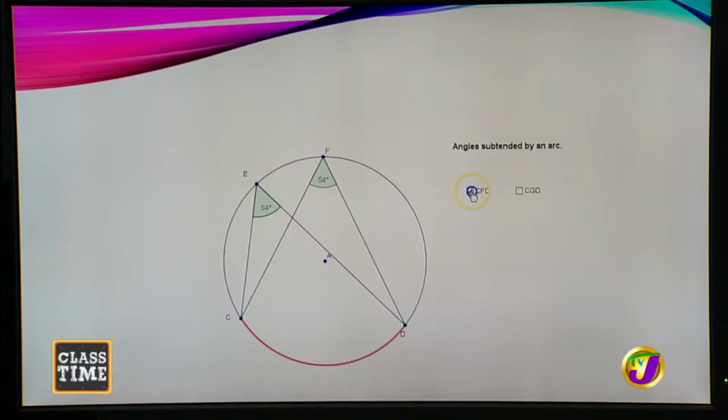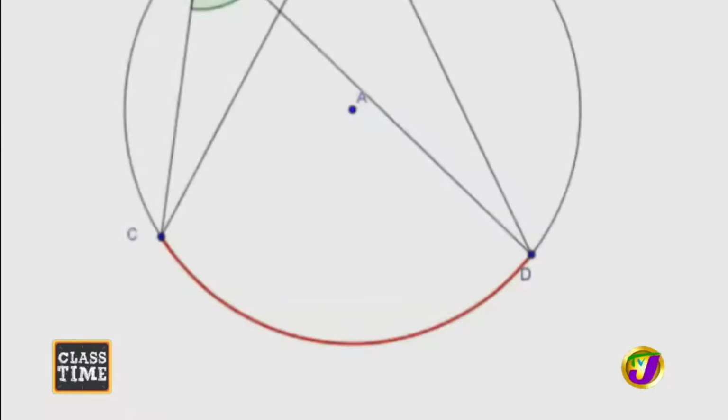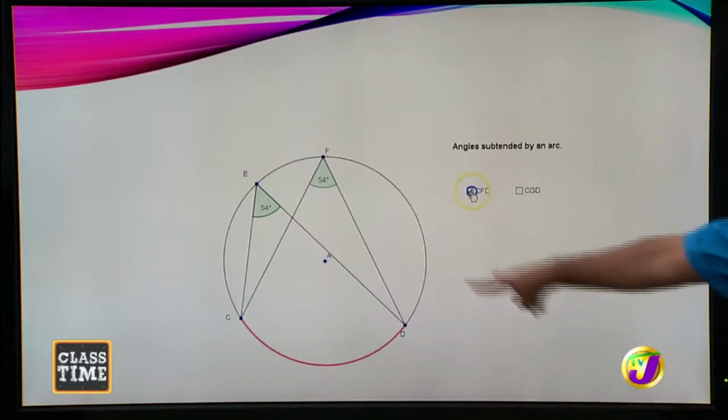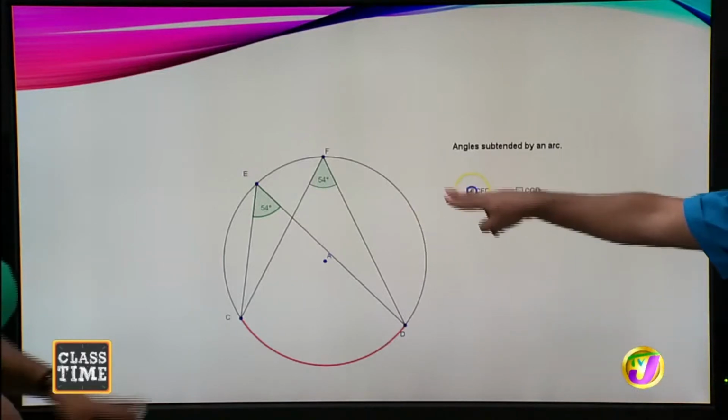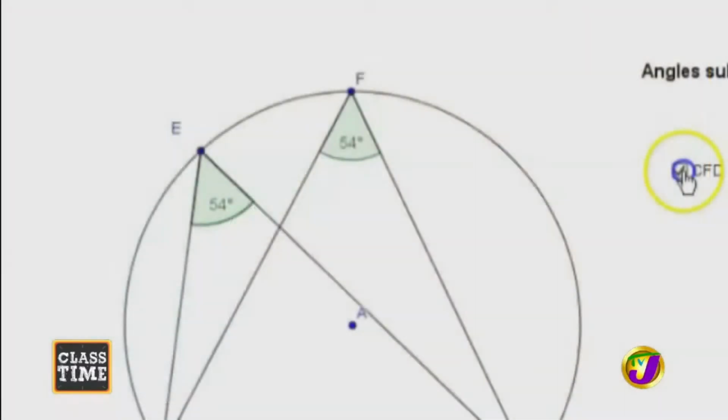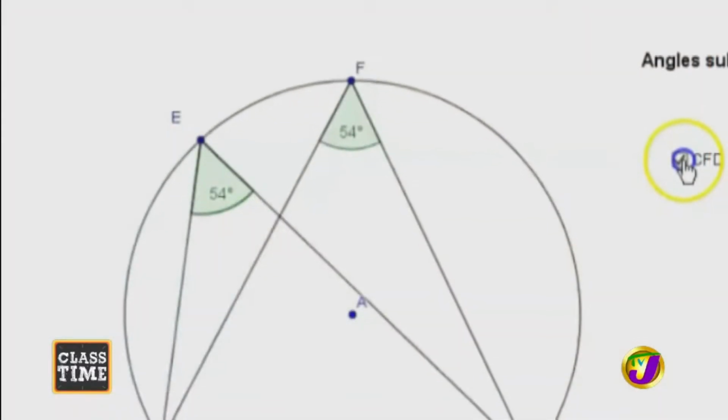The next thing I see is that this time around we have two angular measures at the circumference, and both of them measure the same thing. I see angle E measuring 54 degrees and angle F measuring 54 degrees. I wonder why. They're subtended by the same arc, and they are on my favorite part of the circle, the arc.